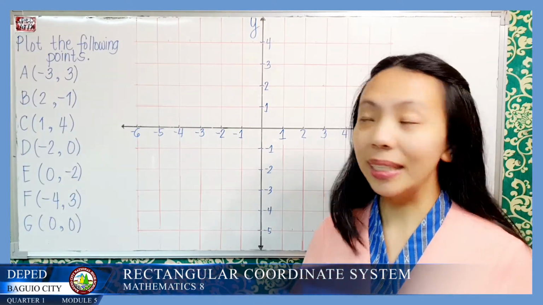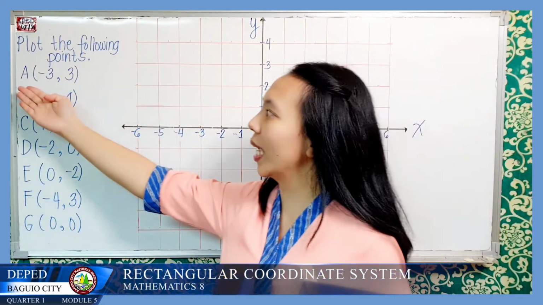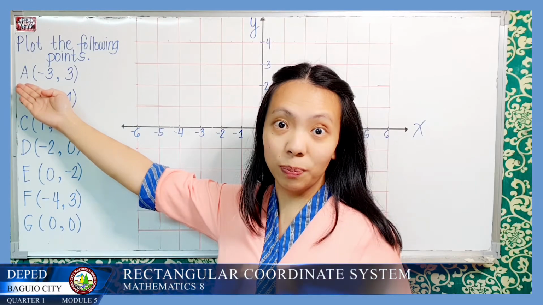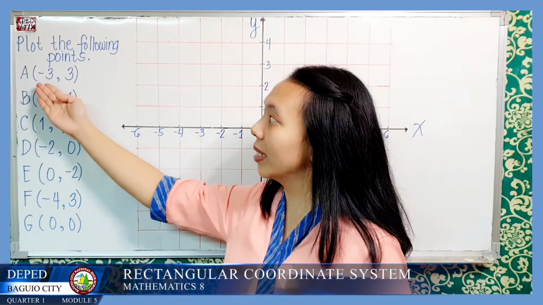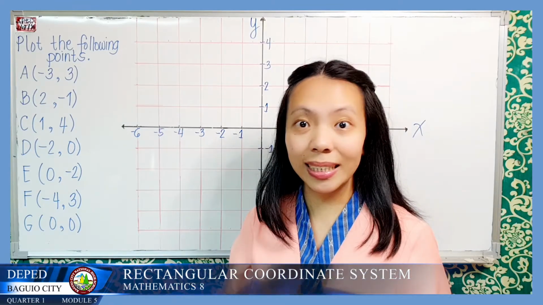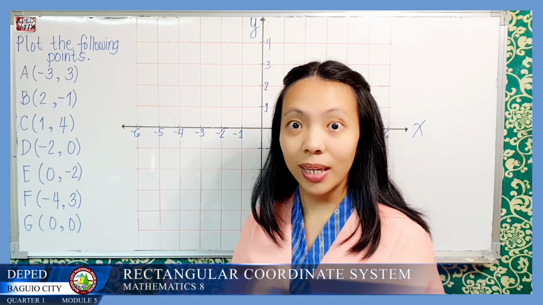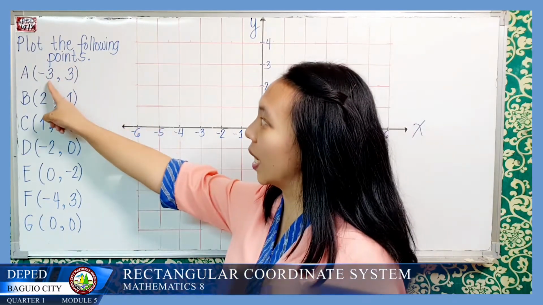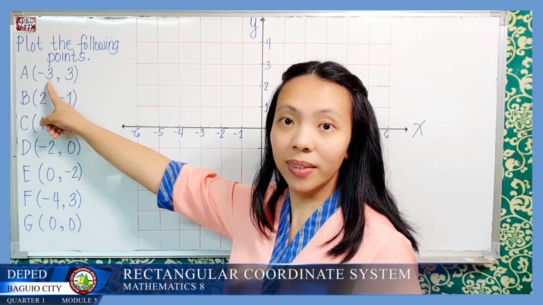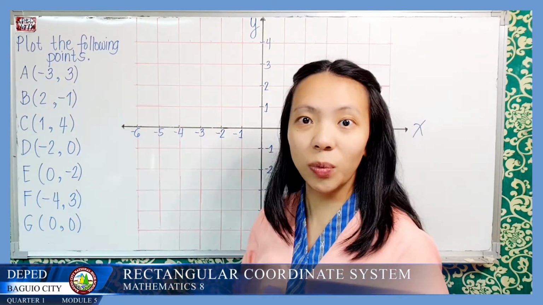Let us now plot the following points. Let's start with point A. The coordinates of point A are -3, 3. Take note, I did not say -3 and 3. I just said -3, 3. -3 is the number along the x-axis, while 3 is the number along the y-axis.